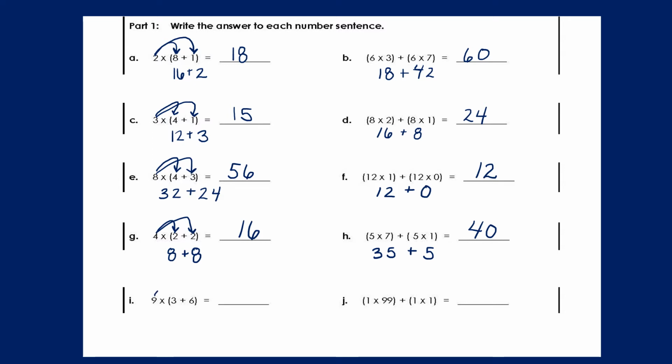I can distribute the 9. 9 times 3 is 27, plus 9 times 6 equals 54. And together, that gives us 81. For J, 99 times 1 is 99, and 1 times 1 is 1, and that gives us 100.